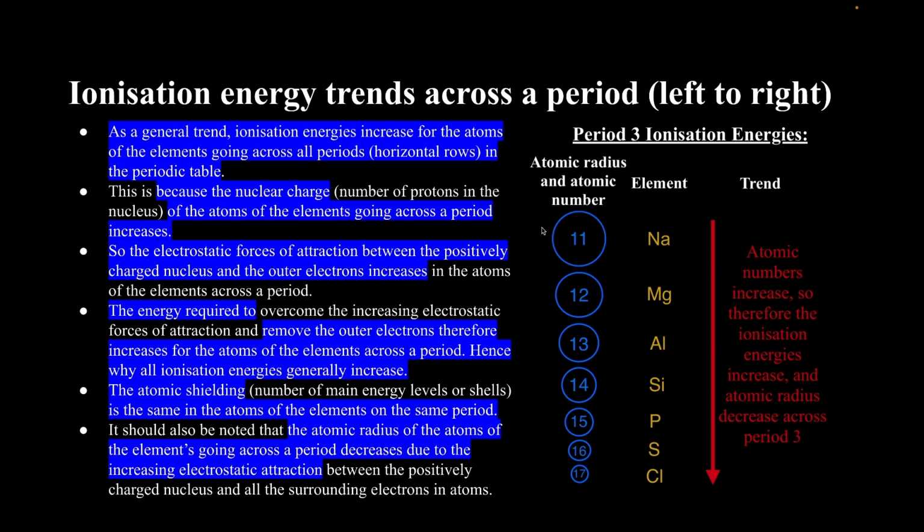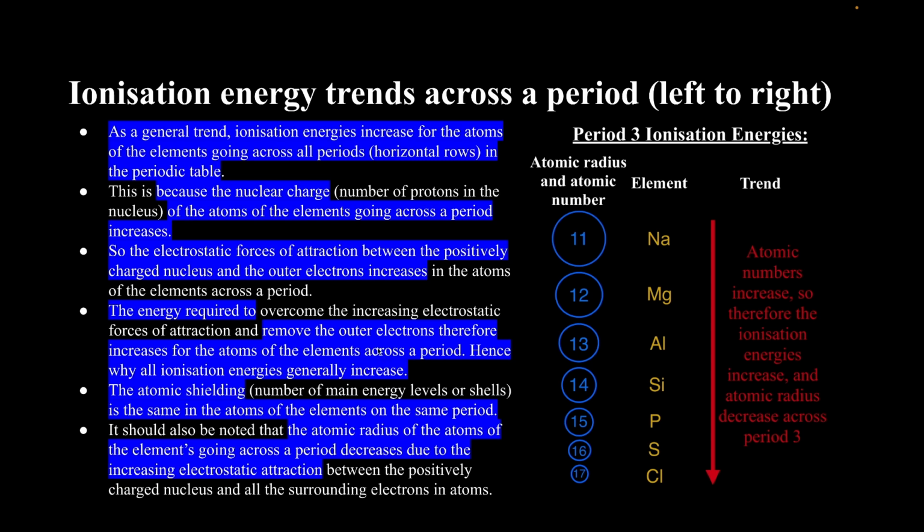And since the number of protons increases, the electrostatic forces of attraction between the positively charged nucleus and the outer electrons increases as well in the atoms of the elements across a period. The energy required to overcome the increasing electrostatic forces of attraction and remove the outer electrons therefore increases for the atoms of the elements across a period. Hence why all ionization energies generally increase.